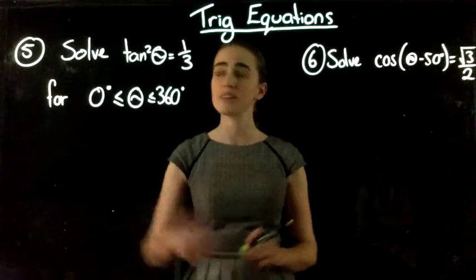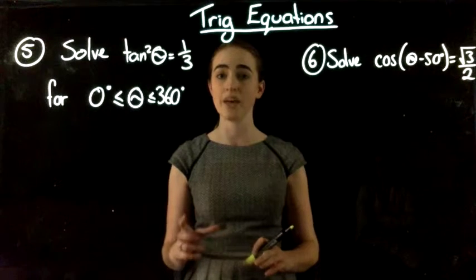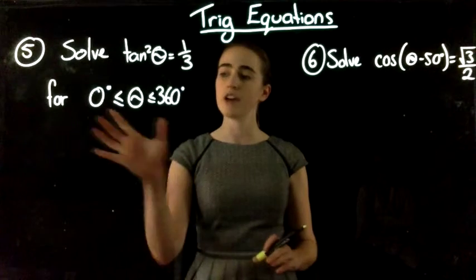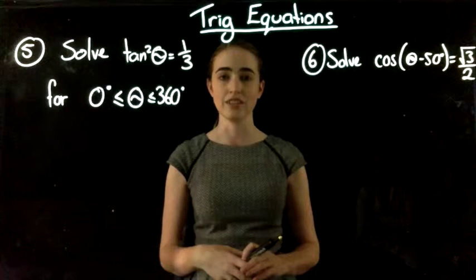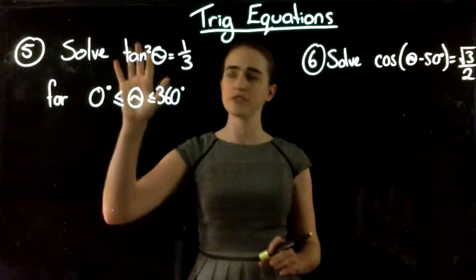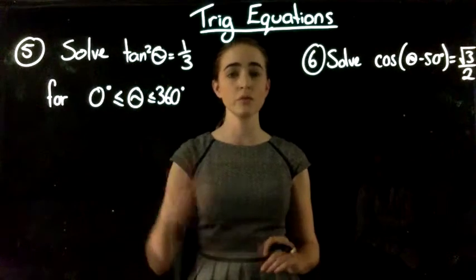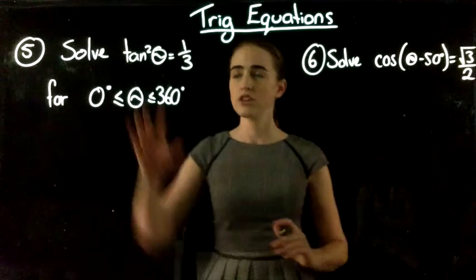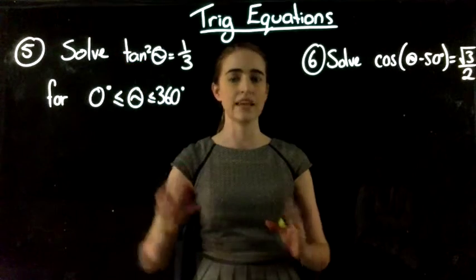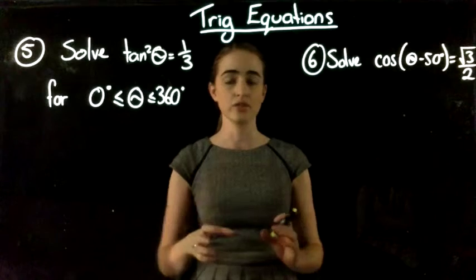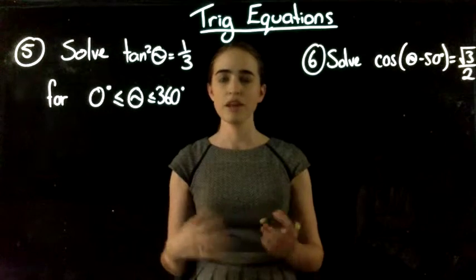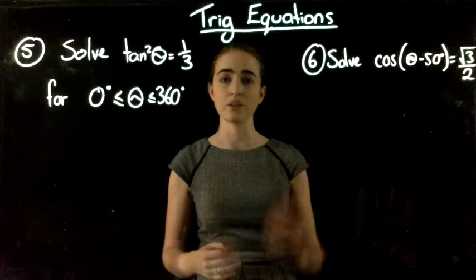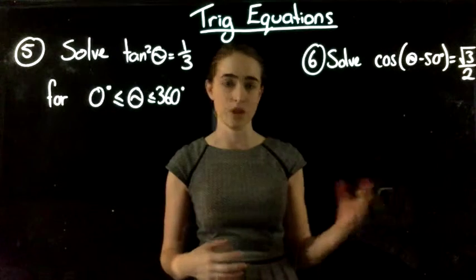Right, our fifth example asks us to solve tan squared theta equals a third for our domain 0 to 360 degrees. So this one's a bit different because it's got that squared term in there, so that's what we're going to get rid of first. To get rid of tan squared and just make it tan theta, we're going to have to take the square root of both sides. But we need to be careful, when we take the square root of something, we always end up with positive or negative, whatever the answer is.